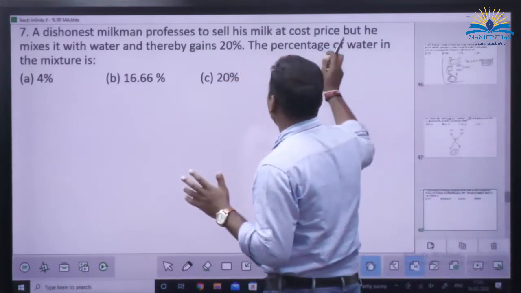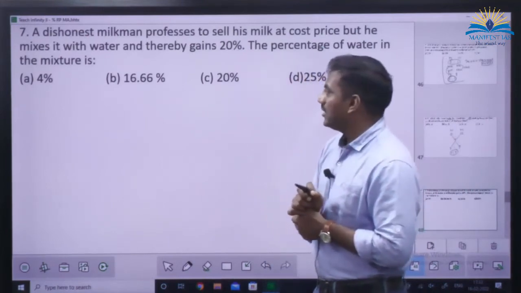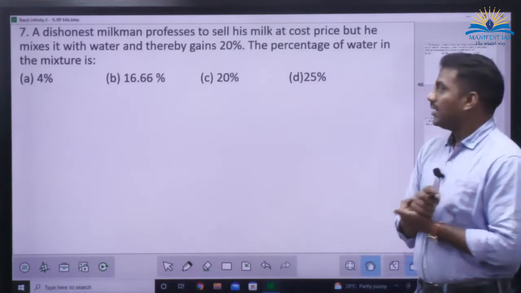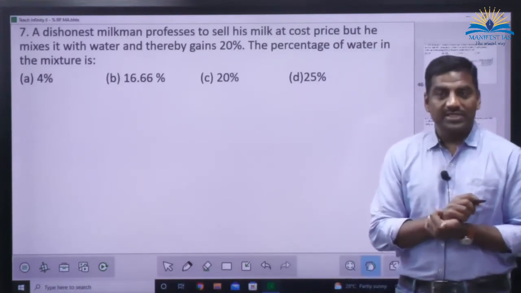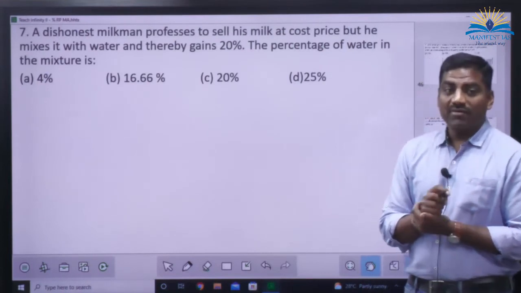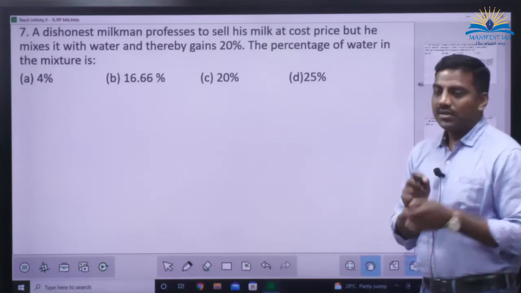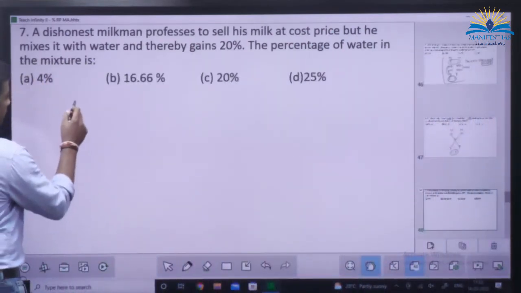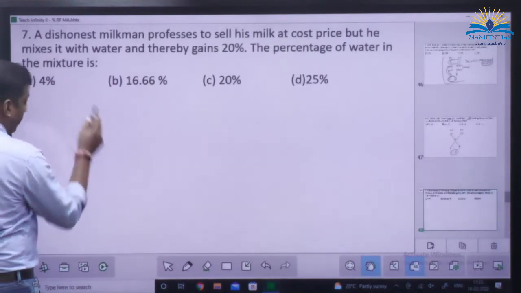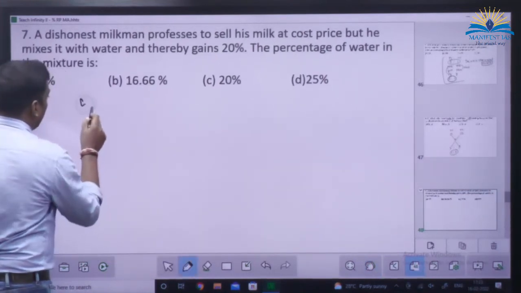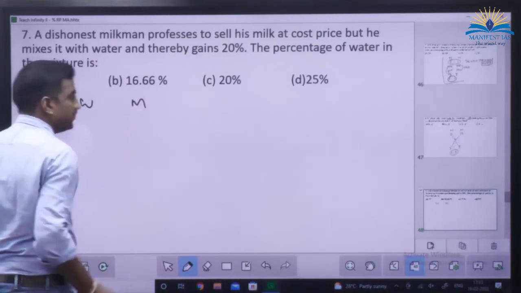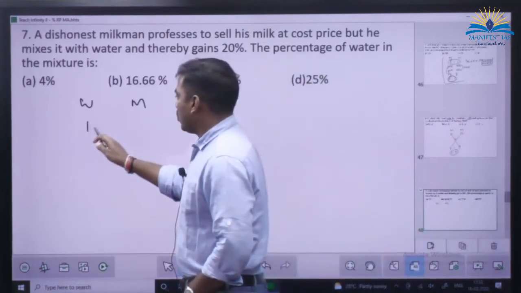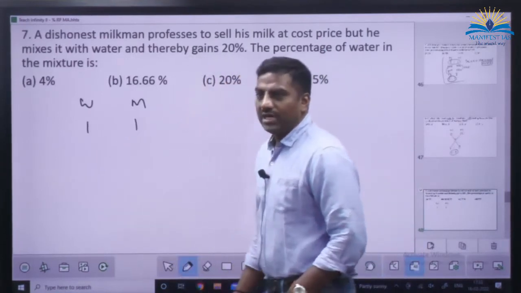A milkman professes to sell his milk at cost price, but he mixes it with water and thereby gains 20%. See, here nothing is given. Price is not given, quantity is not given. Simple, they are giving 20%. Observe, for such problems, I have one shortcut. Let the amount of water be this, milk be this. Let's say he is mixing in 1:1 ratio, 1 liter of water and 1 liter of milk.